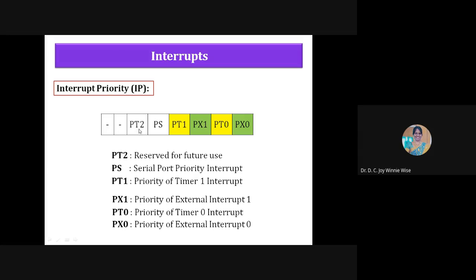Interrupt priority. PT2 is reserved for future use, and PS represents the serial port priority. We have a priority structure also, so here we can set our own priority. PS is used to set the serial port priority, and PT1 represents the priority of the timer 1 interrupt, and PX1 is the external interrupt INT1, and PT0 is the timer 0 interrupt, and PX0 is the external interrupt, that is INT0.